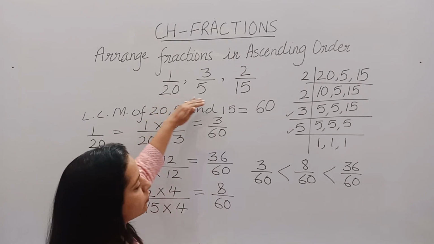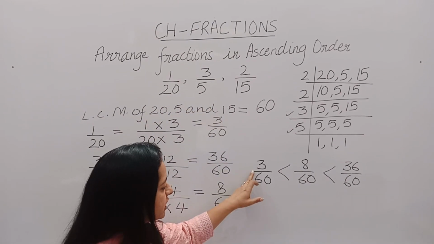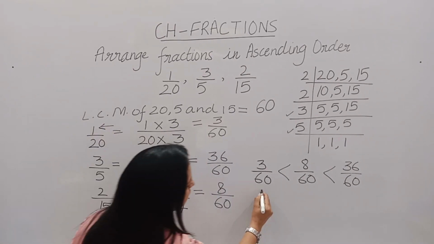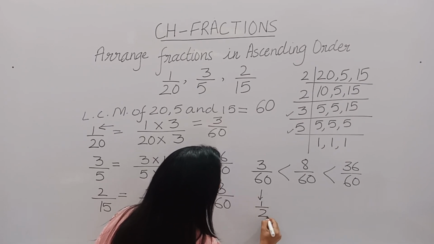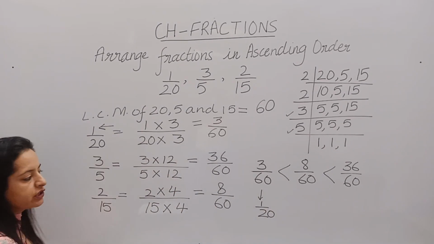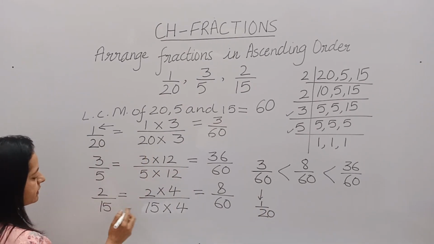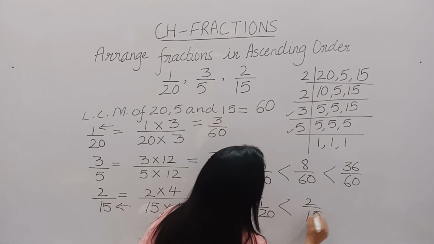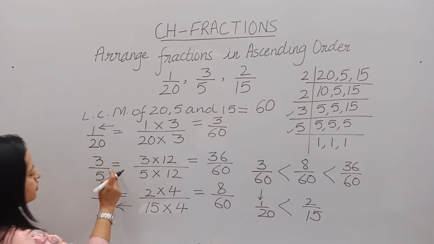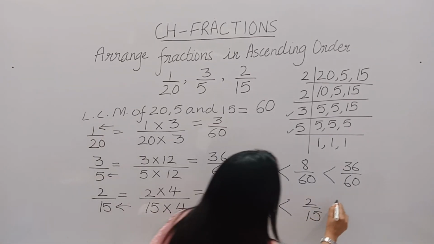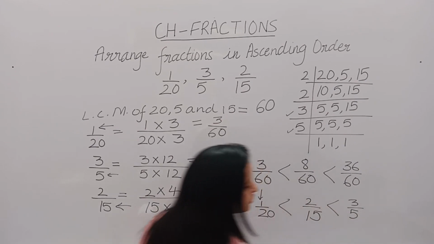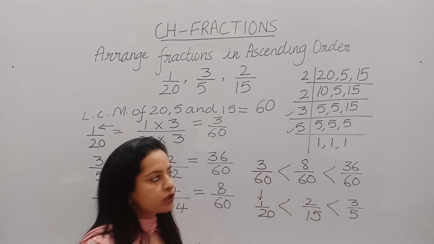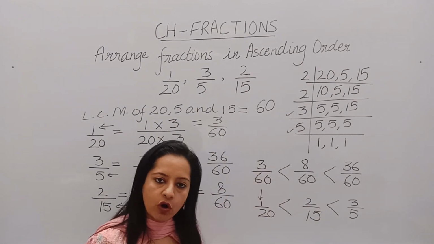But we have to arrange the original fractions in ascending order. So if you see 3 upon 60, it corresponds to 1 upon 20. So we will write here the original fraction 1 upon 20. Then we have got 8 upon 60, and 8 upon 60 corresponds here to 2 upon 15. So we'll write next 2 upon 15. And the last one is 36 upon 60, which corresponds to 3 upon 5. So here we'll write 3 upon 5. So our smallest fraction is 1 upon 20 and the largest one is 3 upon 5. So we have arranged all these in ascending order.